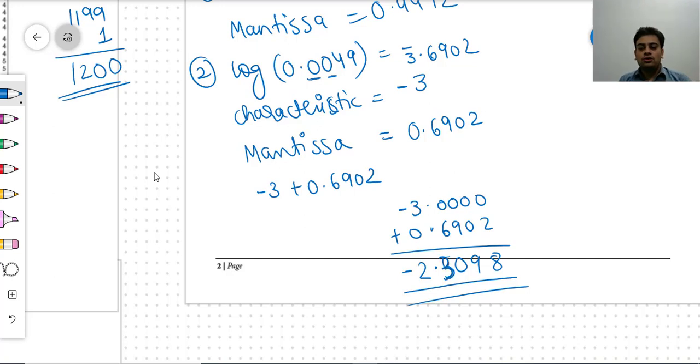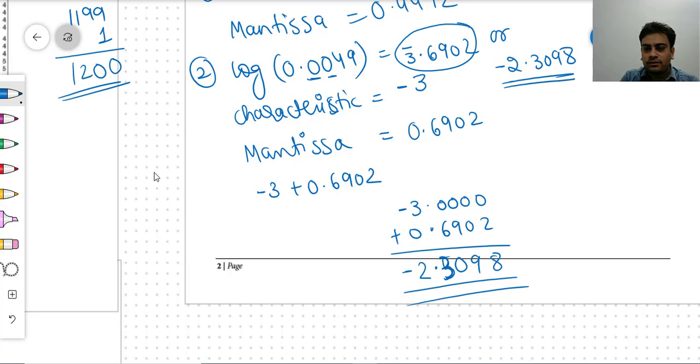It should be 3. So it is negative. Either you can write it in this form, or you can write it as -2.3098. So in these two ways you can write your log values for numbers less than 1. Correct? Is this clear?